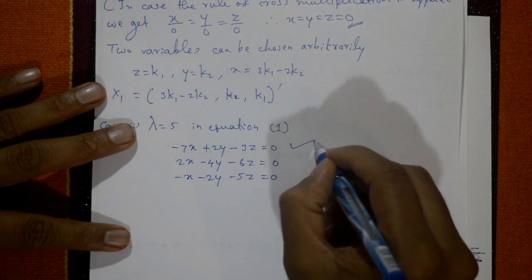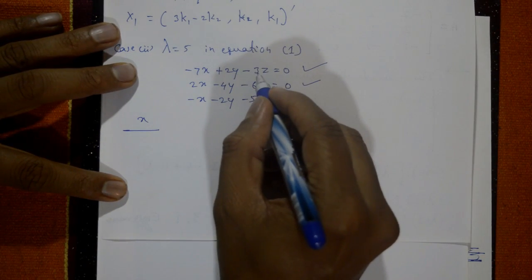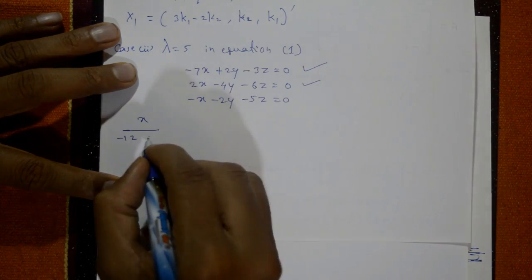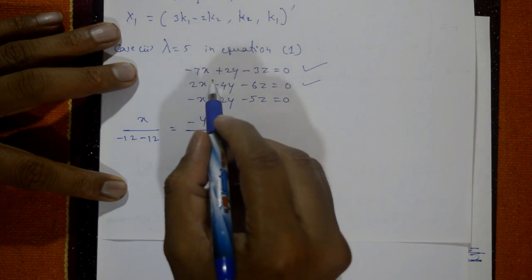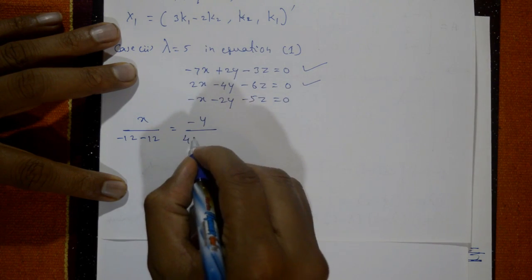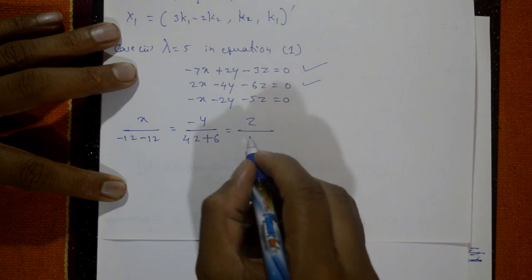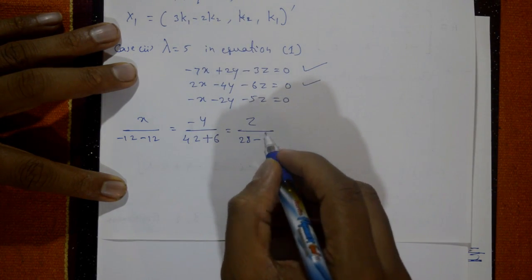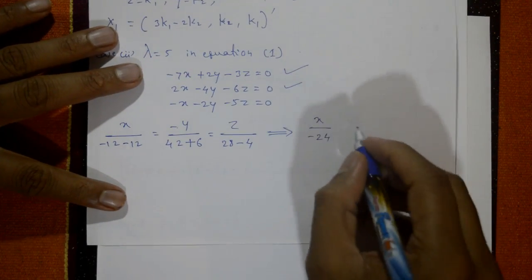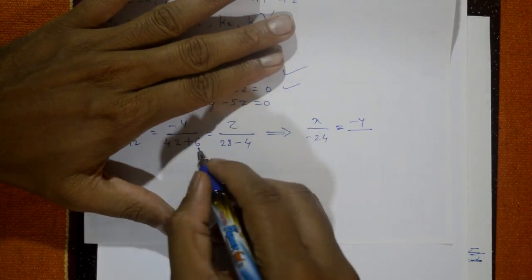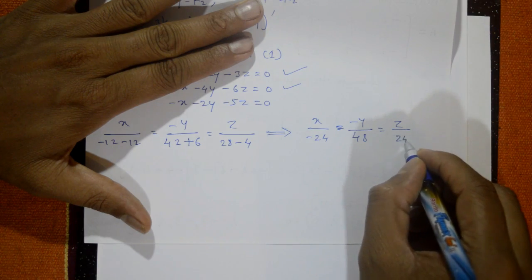Okay, now take any two equations, take the first two. Now x upon multiplication of these numbers, it is a minus 12 and a minus 12, minus y by, so plus minus plus as it is, okay, like this, y minus 7 into minus 6 is 42, then minus sign, 2 into minus 3 minus 6 means plus 6, z upon elements 28 minus 4, see plus minus plus like this. Okay, now x upon minus 24, minus y by 48, z upon 24.